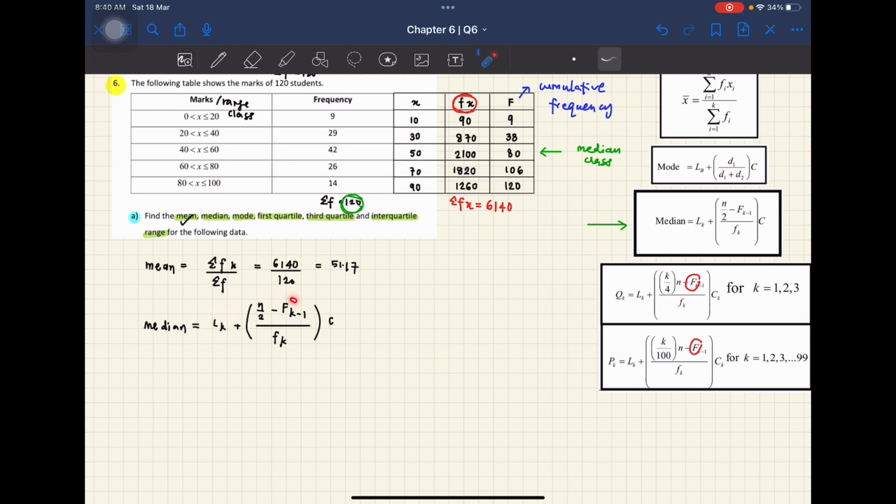Okay, and then saya kena ada FK minus 1. FK minus 1 adalah apa? FK minus 1 is the cumulative frequency before. Okay, so awak ingat F adalah cumulative frequency, and then ditolak 1. Tolak 1 maksudnya before, sebelum. Okay, yang ini F kecil. F kecil adalah frekuensi sahaja. And then K, dia tak ada tolak 1 pun. Maksudnya kelas itu sendiri punya frekuensi.